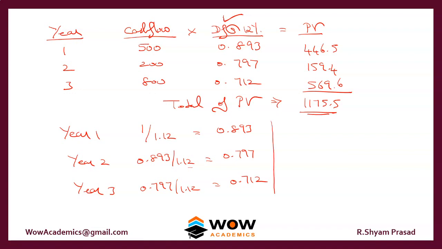Assume the same question, but instead of 12%, they give you something like 5%. Then how do you divide? If the question is giving 5%, you have to use 1 divided by 1.05. If they give you 10%, you divide by 1.1. If they give 12%, you keep dividing by 1.12. If they give you 20%, then start with 1 divided by 1.2. So you move in this order, and you'll get the answers.